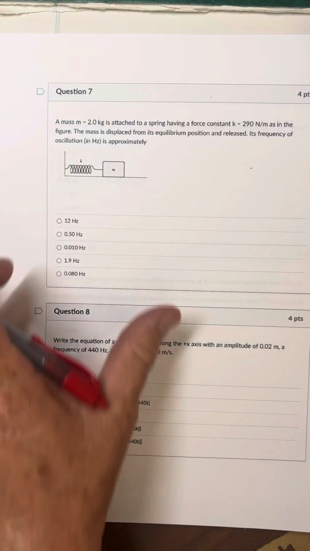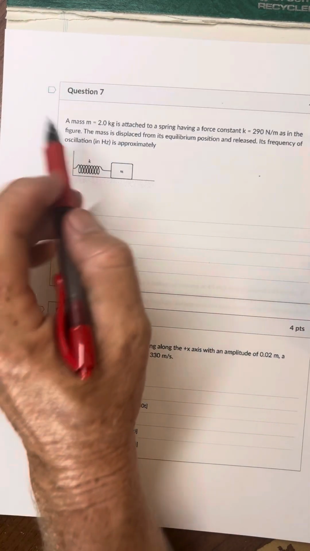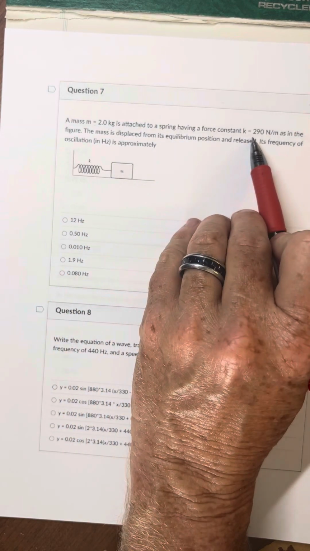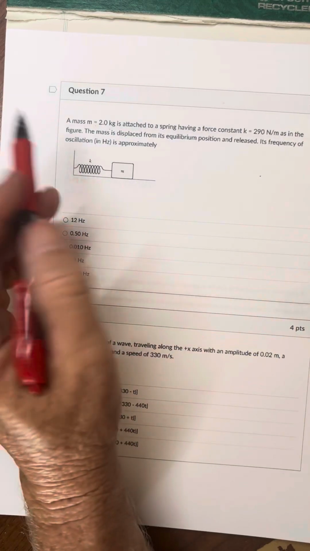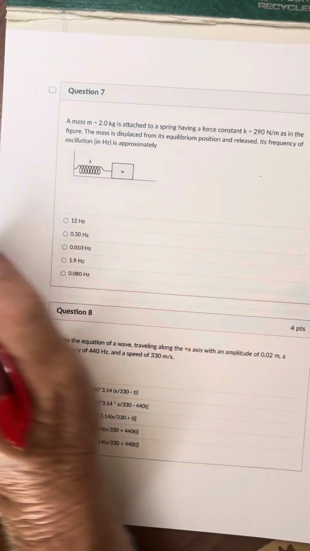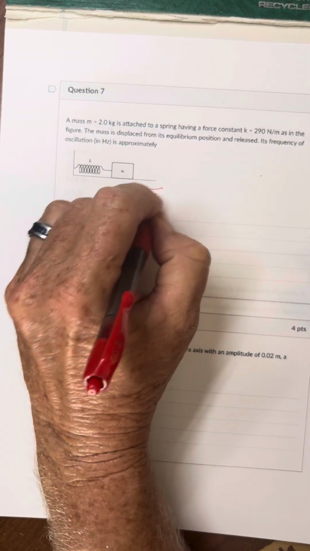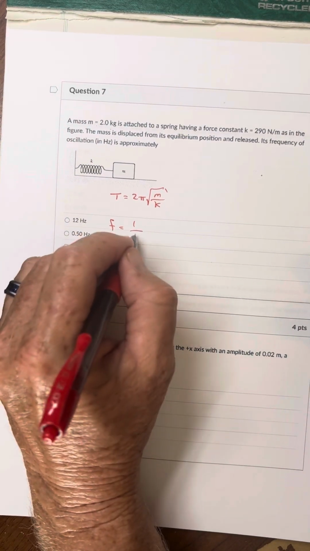All right, on to question 7 here. 7 says, a 2 kilogram mass is attached to a spring with a spring force constant of 290, as in the figure. The mass is displaced from its equilibrium. Its frequency in hertz is. All right, so the period is 2 pi times the square root of m over k. And the frequency is the reciprocal of that.